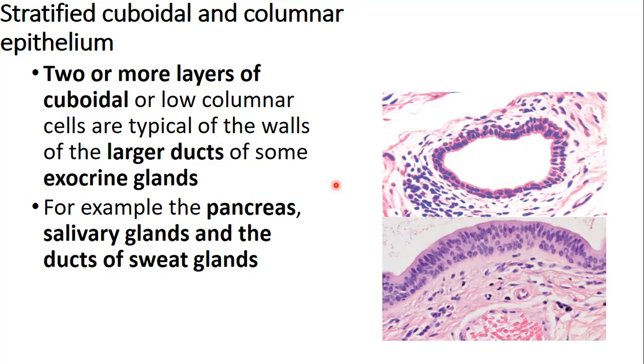Then the duct will transport those products I've mentioned: sweat, tears, saliva, pancreatic enzymes. The duct will transport those products to where they are needed. And now we're saying the duct will be covered with stratified cuboidal epithelium. So in summary, stratified columnar epithelium forms the secretory part of the gland, whereas stratified cuboidal epithelium covers the duct part, or you can say excretory part of the glands.